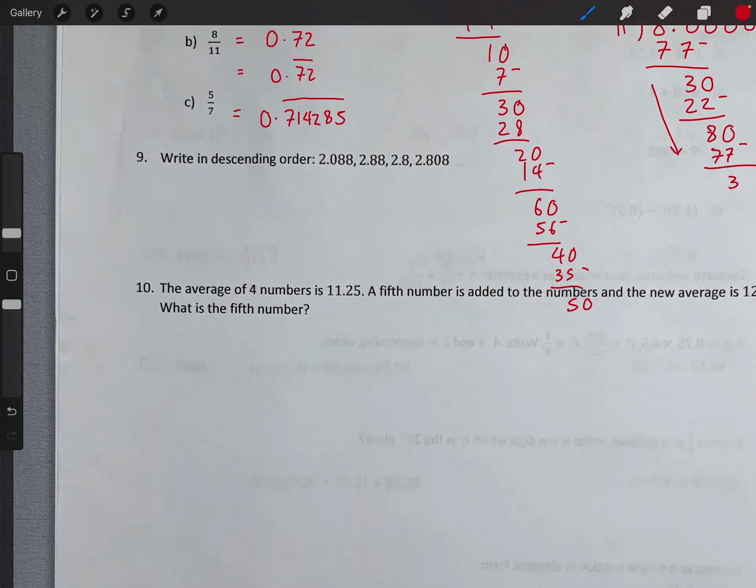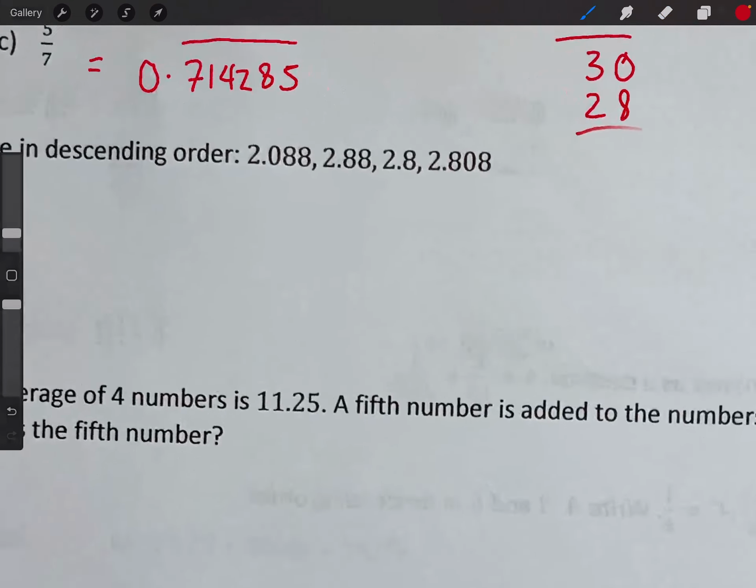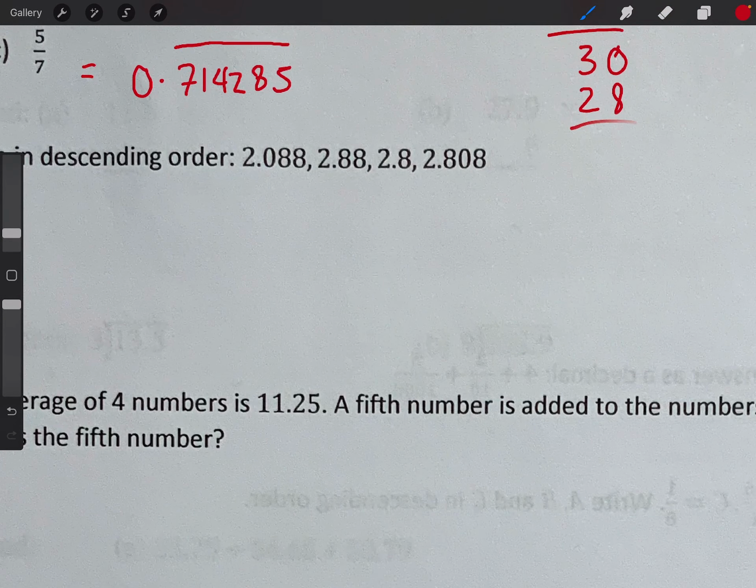And that's done. All right. Now, this next one says write in descending order. Okay, let's write this out. Let's just write it like this: 2.088, 2.88, 2.8, 2.808.